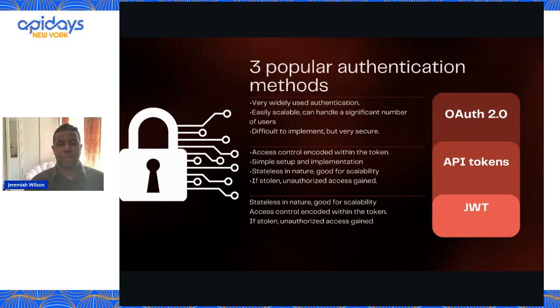The access control is embedded within the token, which allows simple setup and implementation, and whatever permissions you would like to give a user would be embedded directly into the token. They're both stateless in nature, meaning you have to send a token with every authenticated request, because the server doesn't remember anything based on previous requests. A problem with these tokens is, since a token carries all of the authentication, if it's stolen, then the thief, the bad actor, has gained unauthorized access.